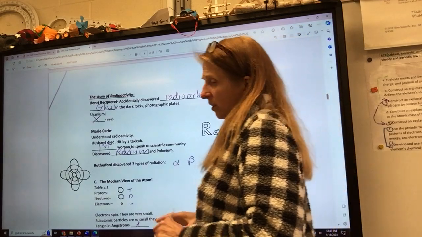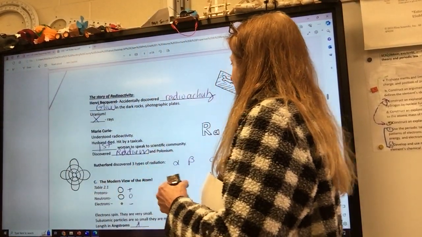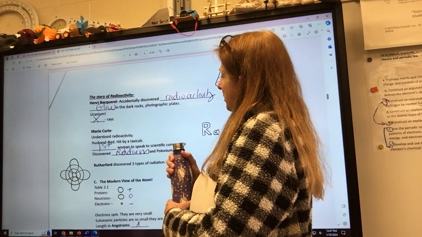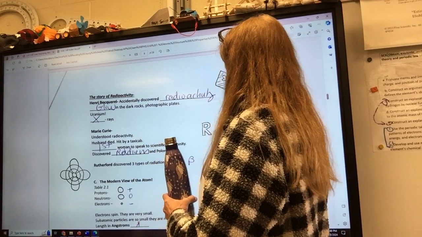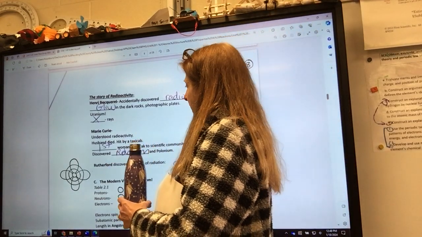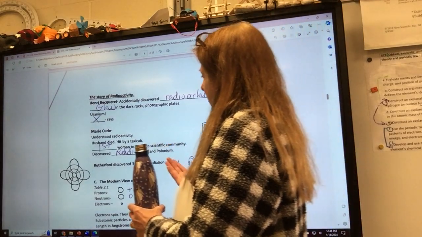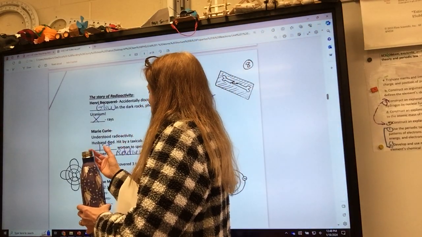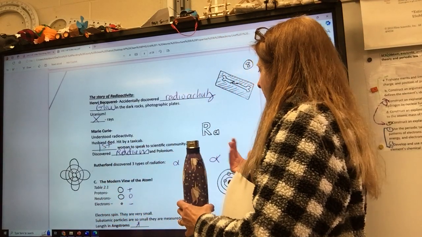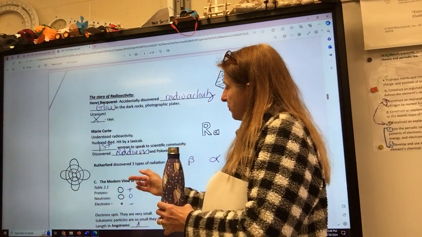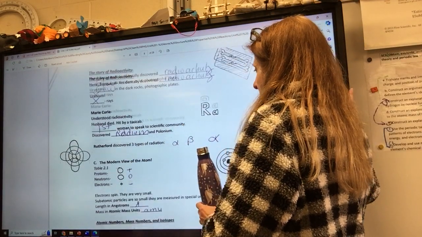Then Henry or Henri Becquerel accidentally discovered radioactivity. He was working with glow-in-the-dark rocks. Turns out they were uranium. They discovered X-rays. Marie Curie, she first really understood it. Her husband died. He was hit by a taxi cab, drawn by horses. She was the first woman to speak to a scientific community. She discovered radium and polonium. Then Rutherford discovered the 3 types of radiation: alpha, beta, and gamma.